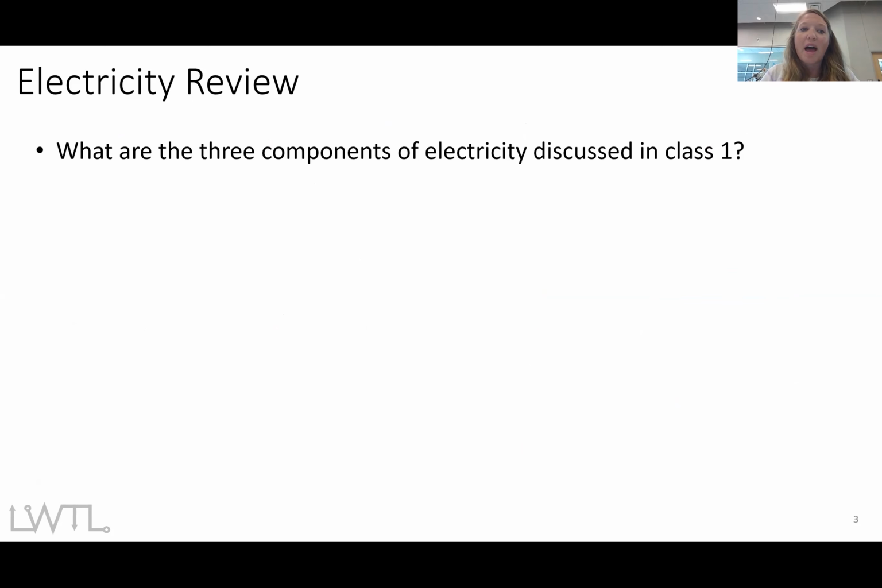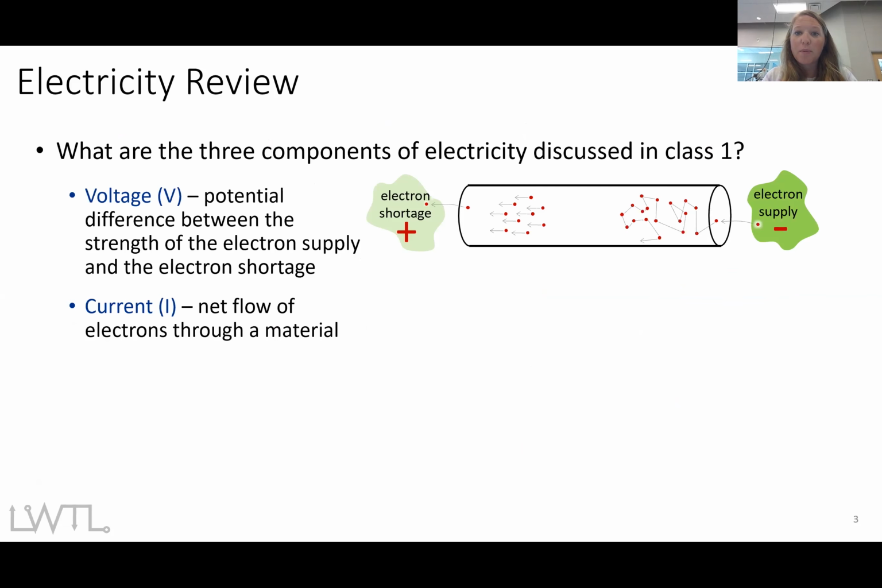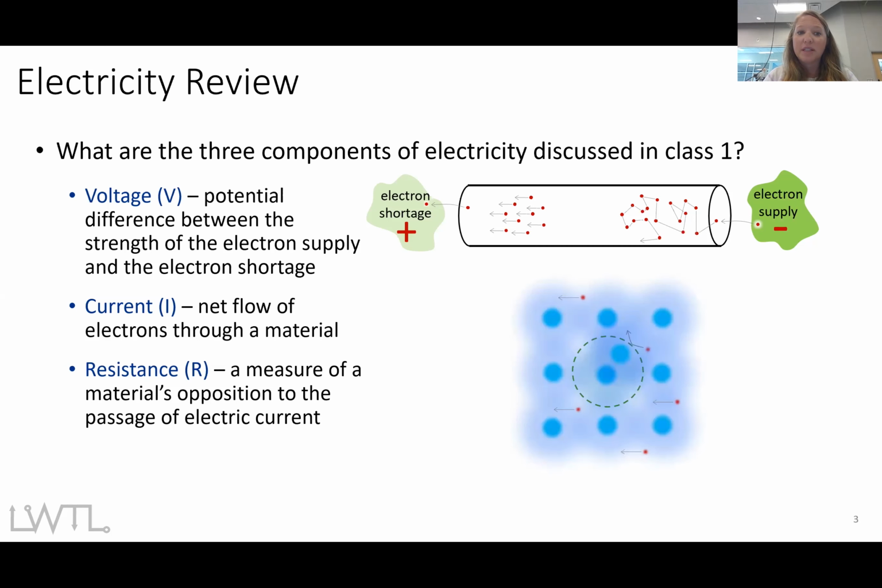So for a quick review, let's talk about the components of electricity. We have voltage. Voltage is that potential difference between the electron supply and electron shortage. We have current, the net flow of electrons through a material. Remember, when we talk about conventional current, we're looking at it from positive to negative. If we were talking about the net flow of electrons, specifically, we look at it from negative to positive. When we work these problems with Ohm's law, we're going to look at conventional current, positive to negative. And then finally, resistance, the measure of a material's opposition to the passage of electric current.